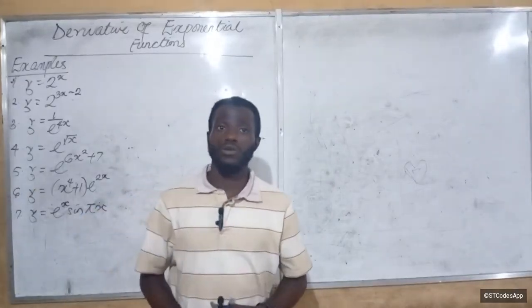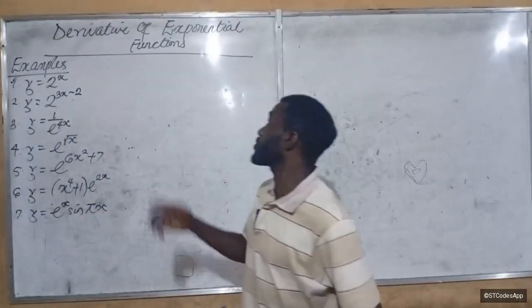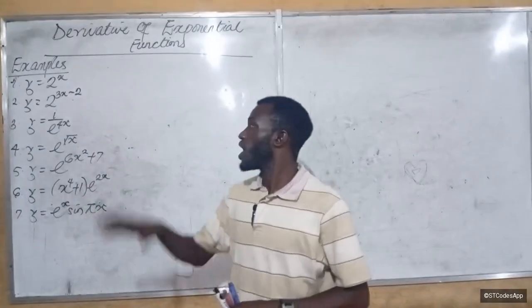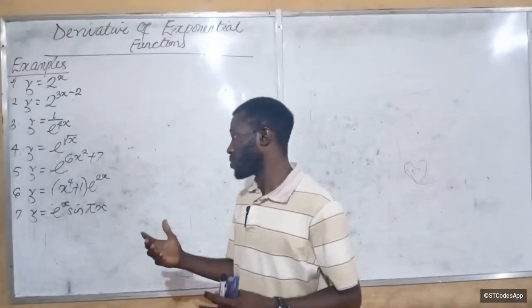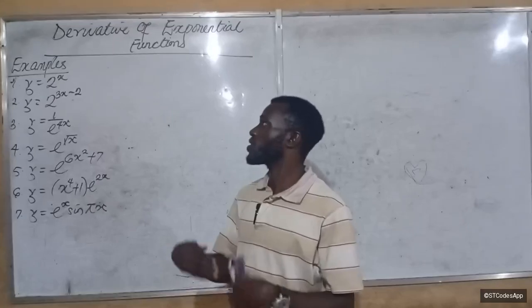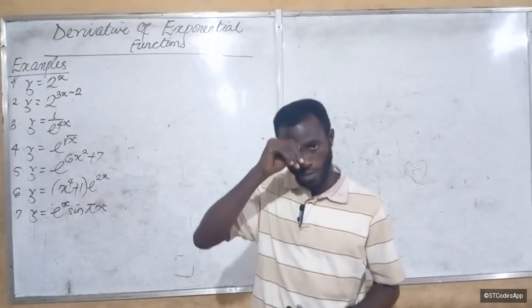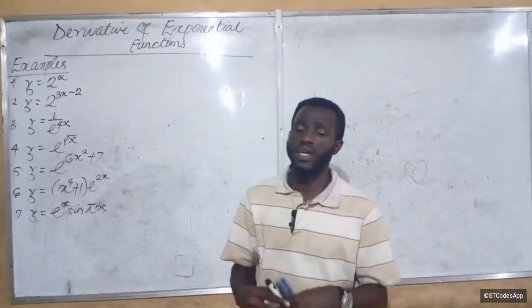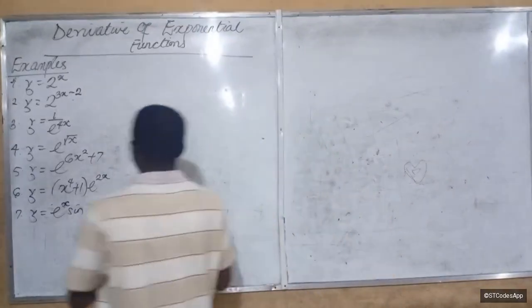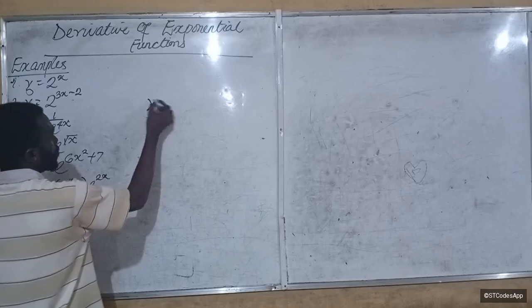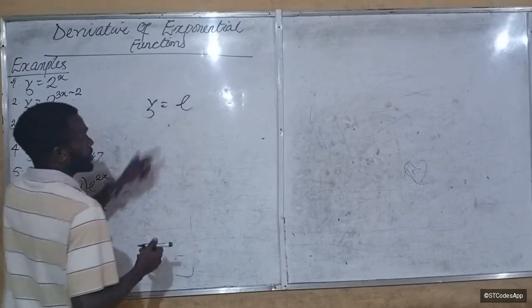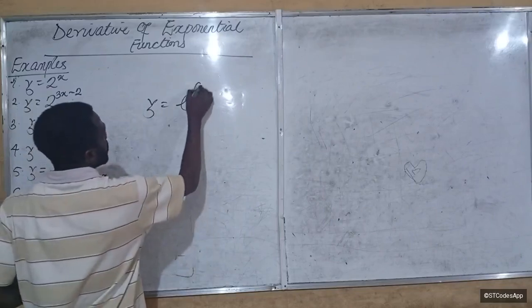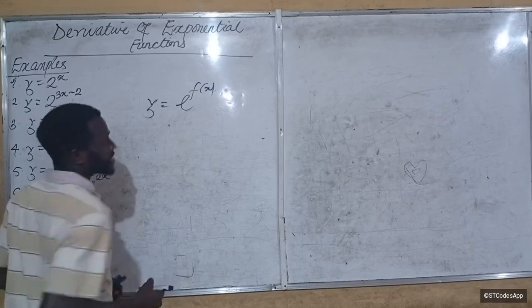In this video, we are going to learn about the derivative of exponential functions. We're going to be using these 7 questions as examples on how to solve derivatives of exponential functions. The standard formula that you should know is that if you are given that your function y is equal to e to the f of x.